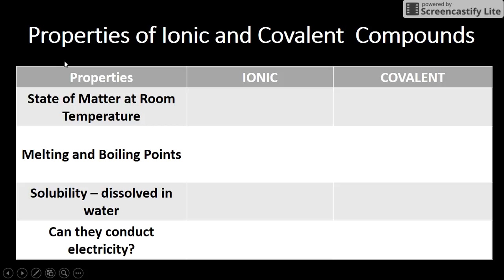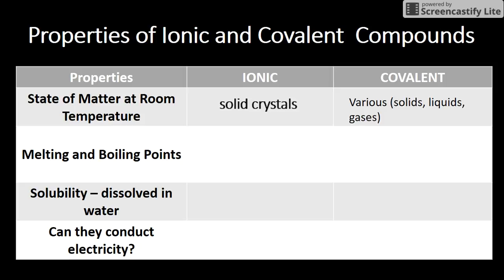All right, so properties of ionic and covalent compounds. This is where I left off. The state of matter at room temperature for ionic compounds, because of that attraction between the particles, is very frequently solid crystals, almost exclusively solid crystals. The covalent compounds, though, are various. There's solids, liquids, and gases, but they're certainly not all solid crystals, as is the case with ionic.